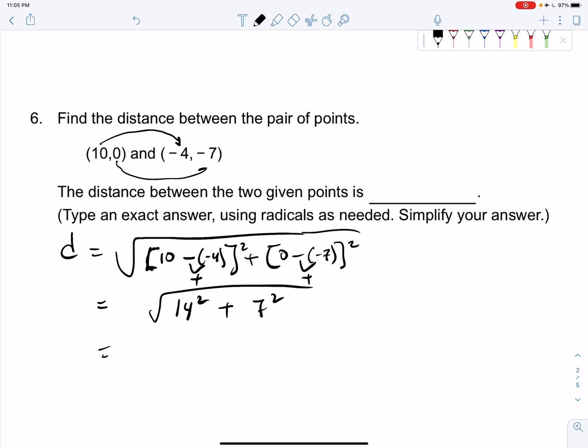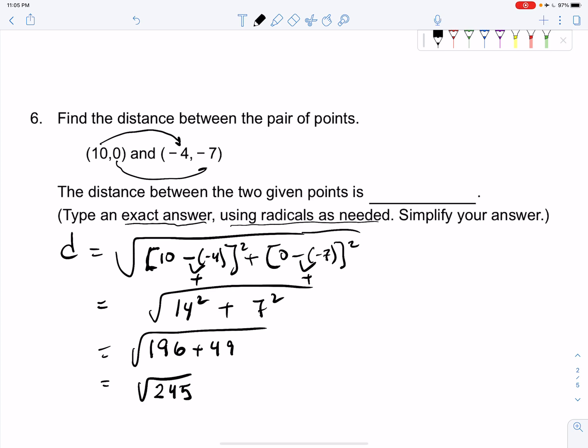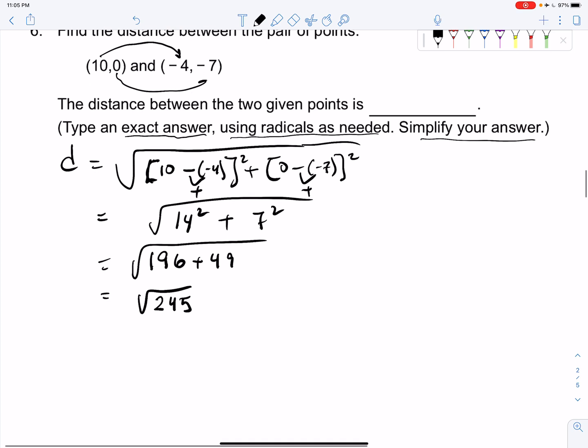And it turns out that 14 squared is 196 plus 7 squared, which is 49. We add up 196 and 49, we get 245. And it says to please type the exact answer, so they don't want us to throw it in the calculator. Use radical symbols as needed to simplify your answer. So we need to see if we could simplify this answer.